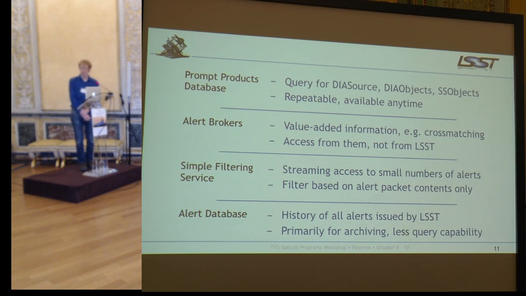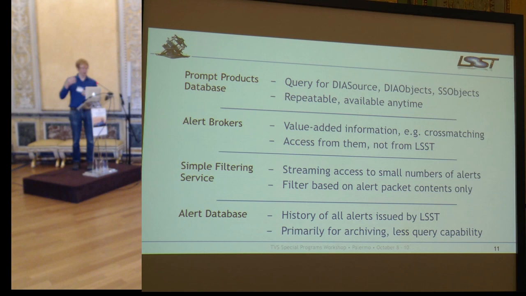So those are just listing the different outputs for data in the nightly processing. At the top, you have the prompt products database. That's the database that will be most useful if you want to query for the past month or so of objects that might have some variability properties that you're interested in. You can do all sorts of SQL queries on that. It's available whenever you like.